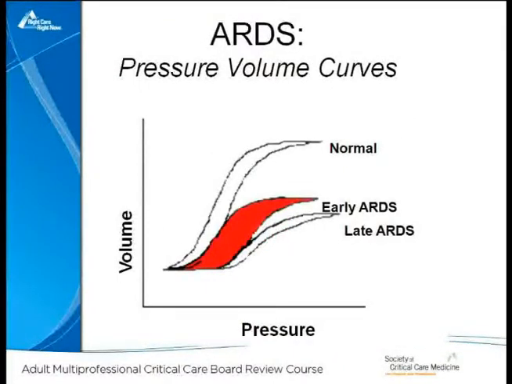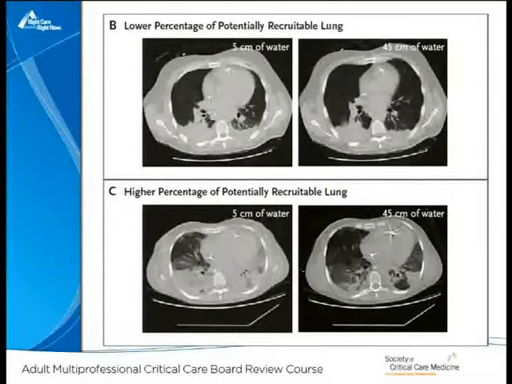The stiff lungs are best described by pressure-volume curves, pressure over volume. You and I here in the room have a fairly steep curve and can generate a fairly high volume at modest levels of pressure. As you get ARDS, this curve becomes flatter, and with more severe ARDS, it becomes flatter still. So these are the classical mechanical changes that you will see in a patient with acute lung injury.